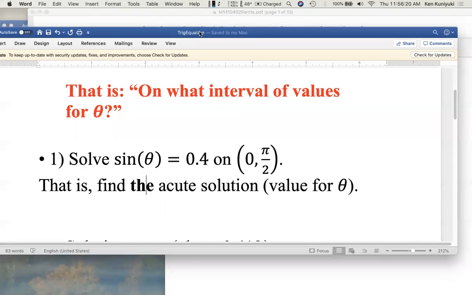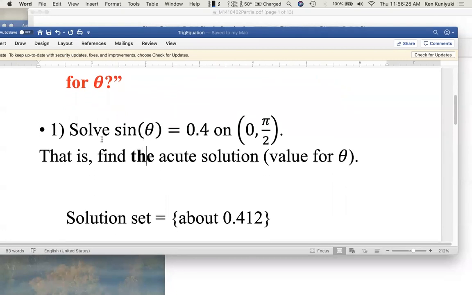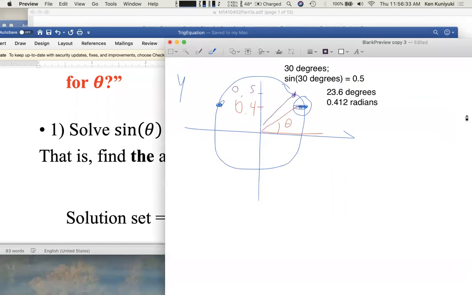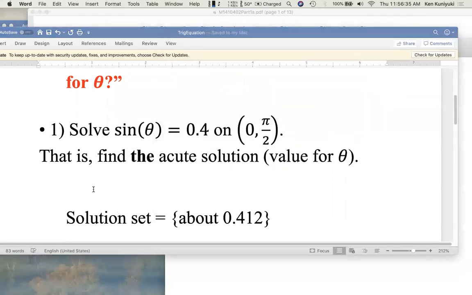If you're asked to find the acute solution for this equation, remember the answer to a solve an equation problem is a solution set. There's only one solution that's acute, and it's about 0.412 radians. I'm going to use radian measure here, although when answering a problem, make sure that you're answering using the appropriate unit, whether it's degrees or radians. What is it you're asked for?